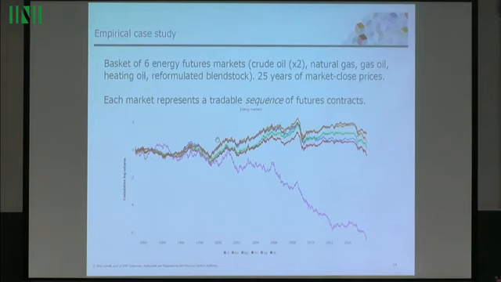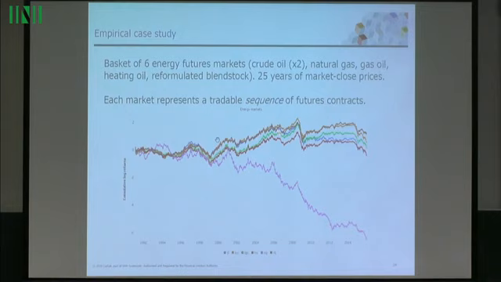And what this plot represents is the cumulative returns you would have got from holding that kind of rolling position in each of these markets. So a couple of different crude oil markets, natural gas, gas oil, heating oil, reformulated blend stock. And what we see is that actually all of these markets look quite similar.